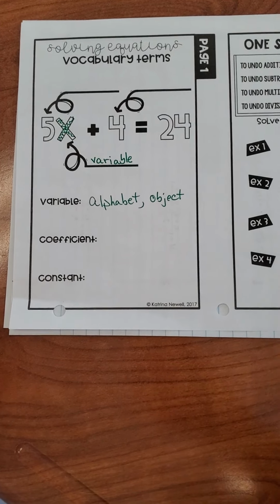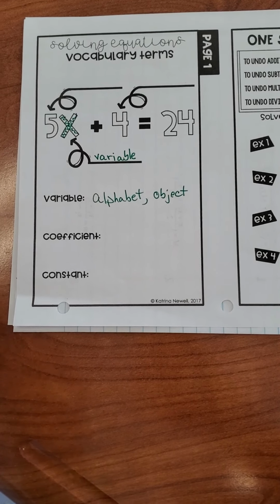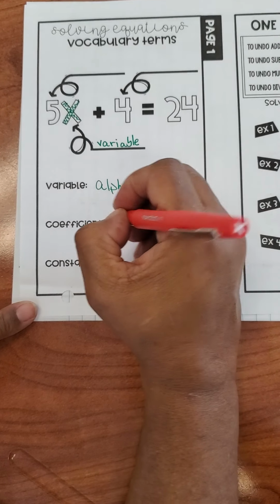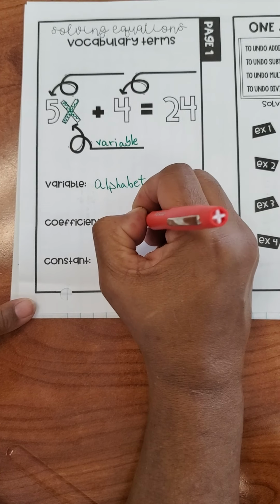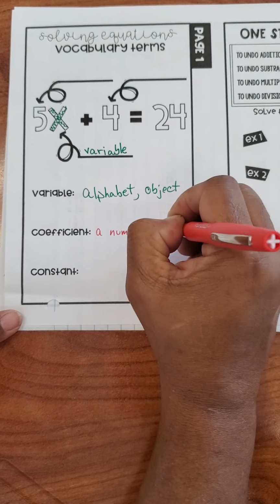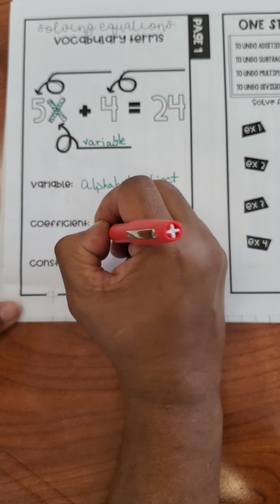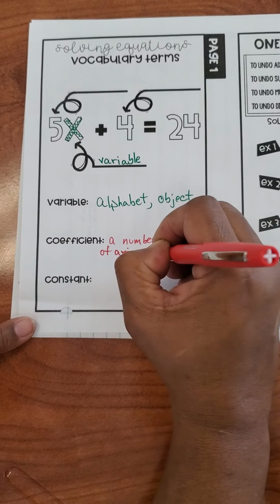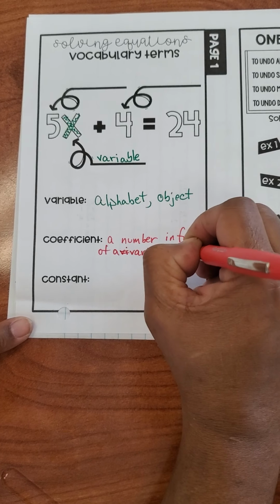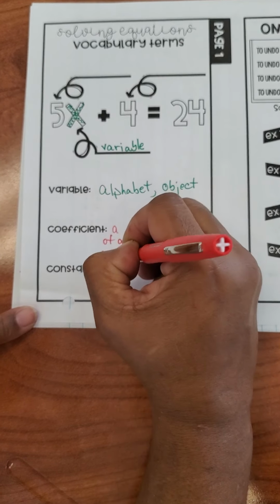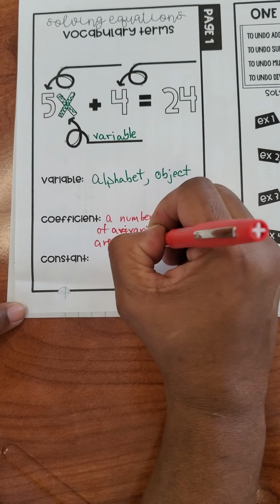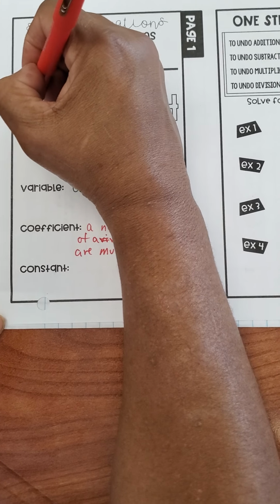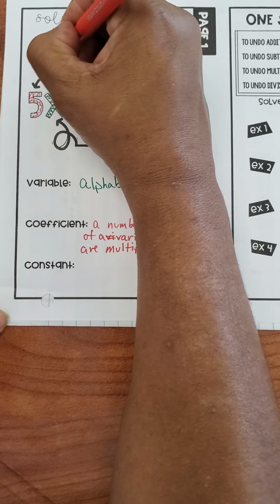A coefficient. A coefficient is a number in front of a variable. They're always multiplying. Little things I know we know, but just in case, just a refresher. This 5 is considered a coefficient.